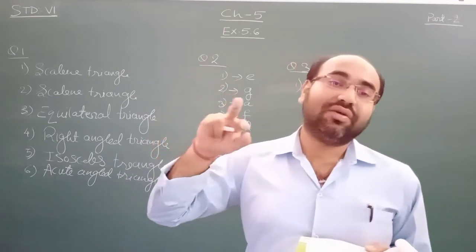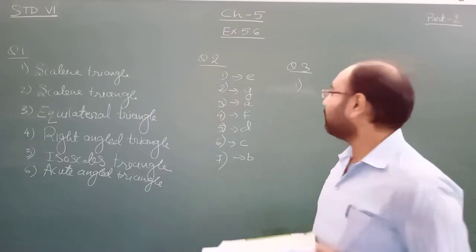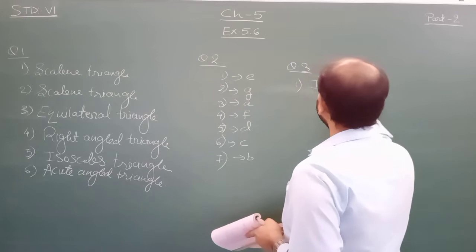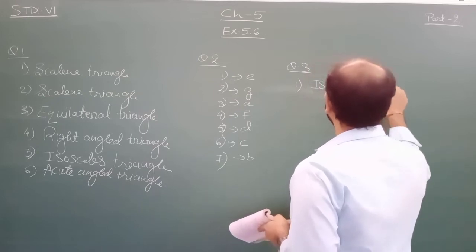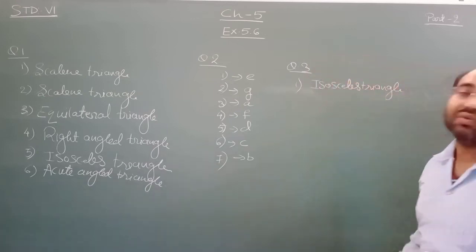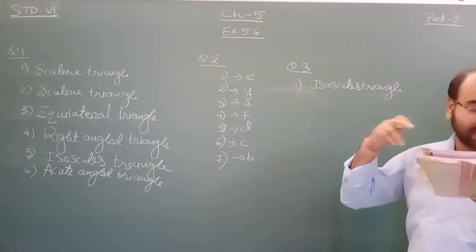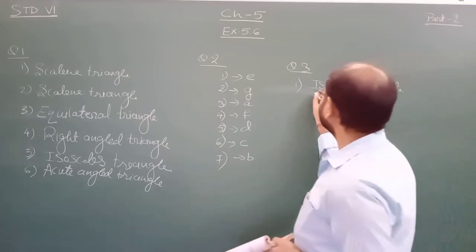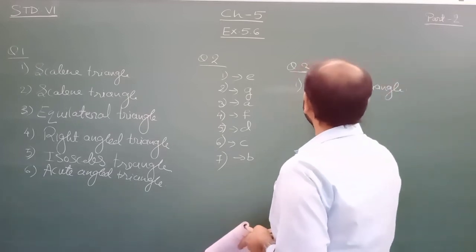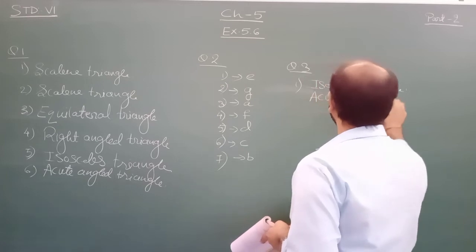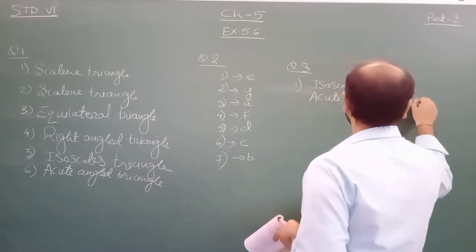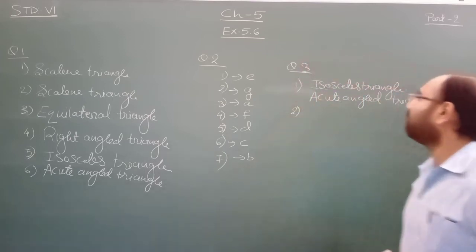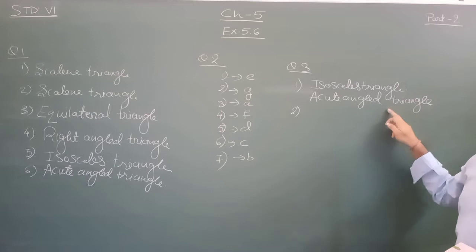As two sides are of the same length, that type of triangle will be called an isosceles triangle. That is the name we gave based on sides. Now look at the three angles of the triangle. They are all less than 90, so it is also an acute angle triangle. So one name is based on sides and another based on angles.